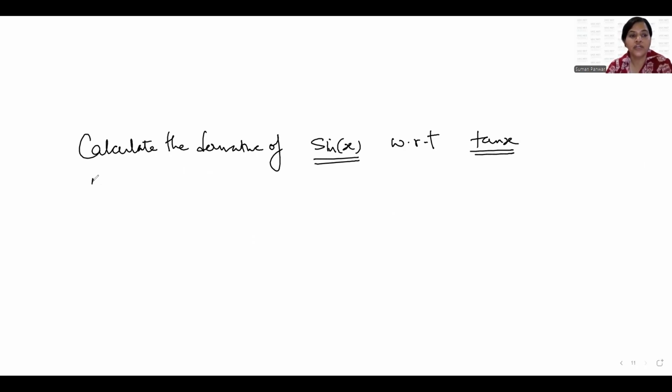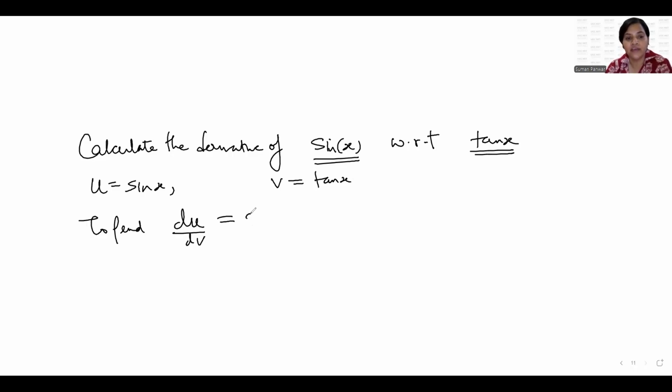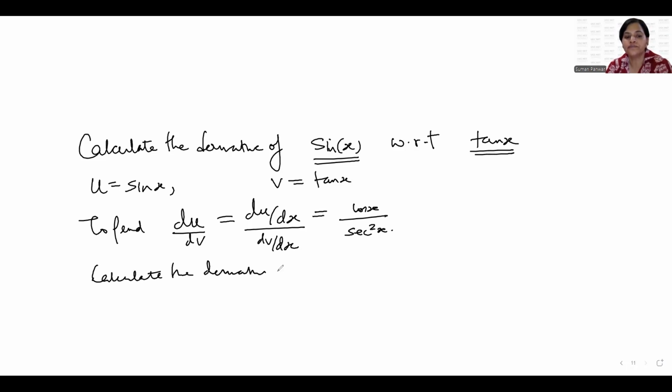So what you do, you consider u equals sin x and v equals tan x. Basically, you are supposed to find du by dv. It is nothing but parametric differentiation written in another way. So what is du by dv? It will be du by dx divided by dv by dx. What is du by dx? Cos x. And what is dv by dx? Sec square x.